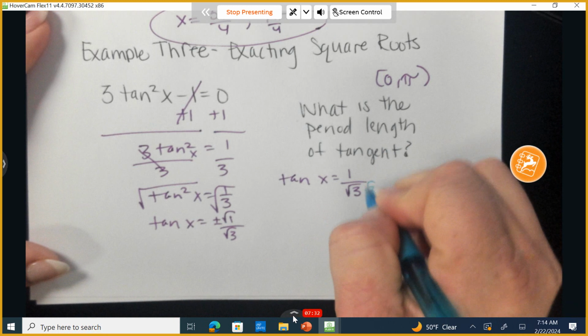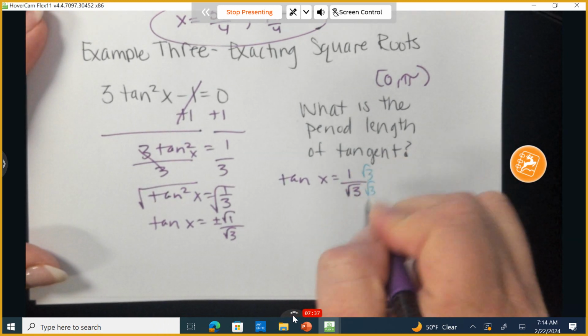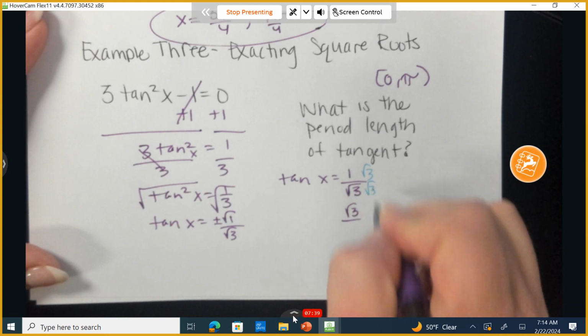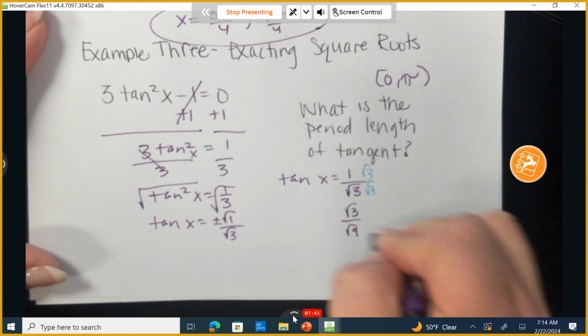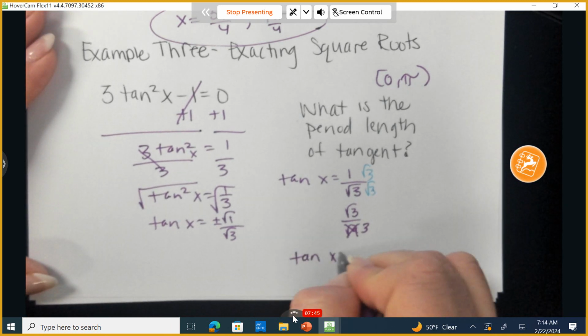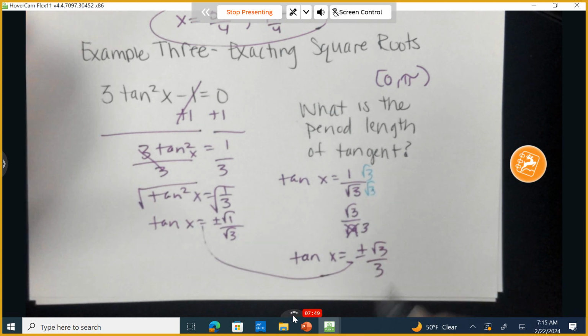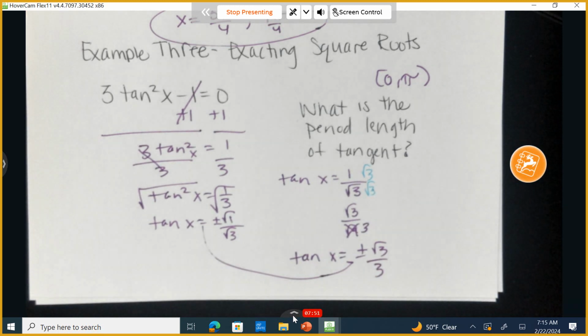So I'm going to multiply both the top and bottom by the square root of 3. That gives me 1 times the square root of 3 is the square root of 3. Square root of 3 times the square root of 3 is square root of 9, which in turn simplifies to 3. So I have the tangent of x equals plus or minus square root of 3 over 3. Do not look at the cheat sheet. How are you now beginning to remember tangents?